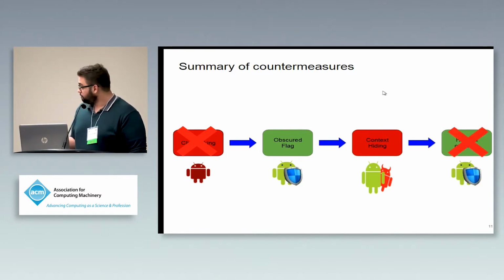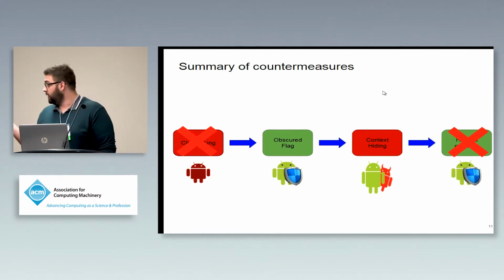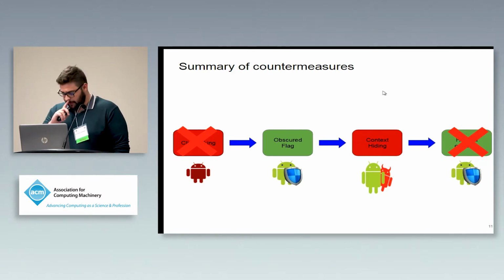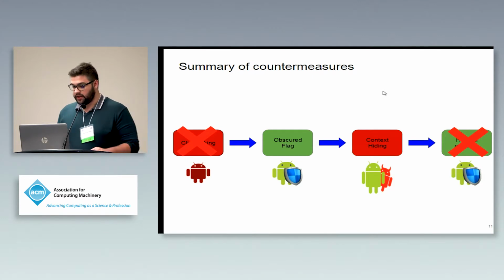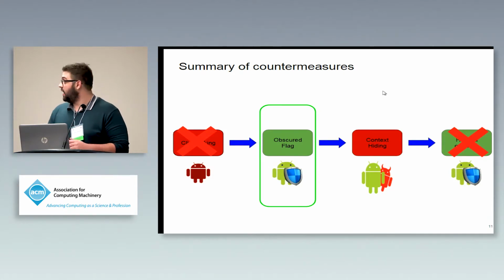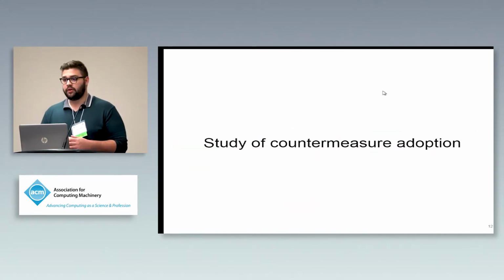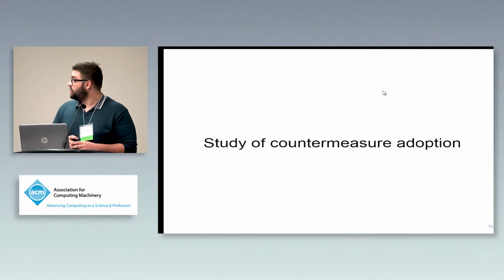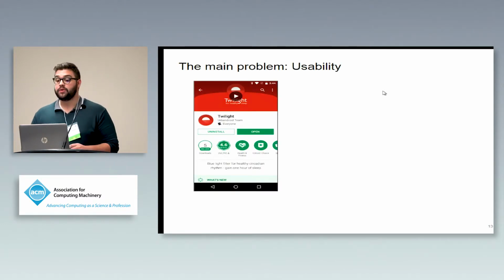Unfortunately, this is not the case. We think this protection mechanism is too powerful, so third-party applications cannot use this defense mechanism, and it's only available to system applications. This means that, okay, we have defeated clickjacking, but context hiding is still a problem. So now we wanted to understand if at least applications were using this kind of defense mechanism. Unfortunately, we discovered that this is not the case. We did a study of this countermeasure's adoption, and we figured out that it was not used due to a lot of problems. The first one is a usability problem.